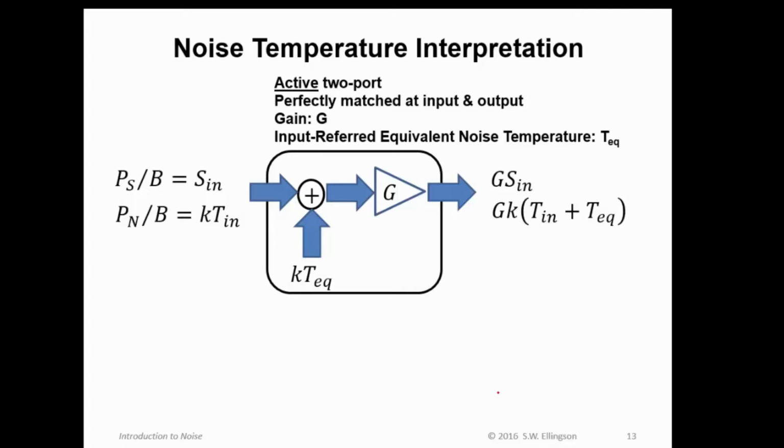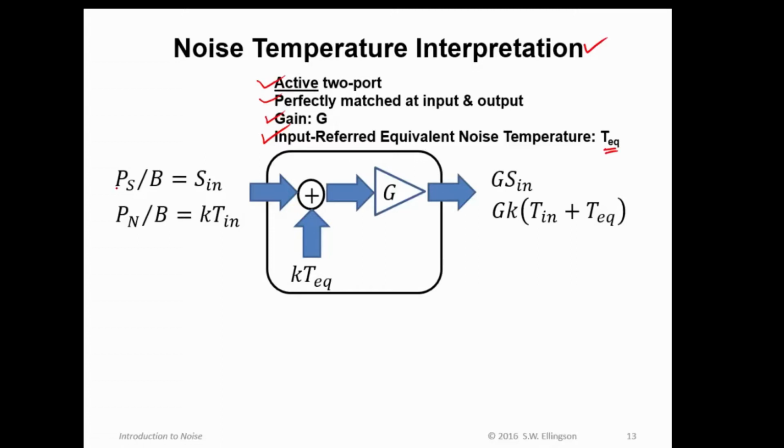So here I'm talking about the noise temperature interpretation of what we just did. In other words, I'm going to repeat the previous problem, but now I'm going to do it in terms of noise temperature as opposed to invoking a noise figure. So once again, I have an active two-port, perfectly matched input and output. Its gain is G, but now it has an input referred equivalent noise temperature T sub EQ, right?